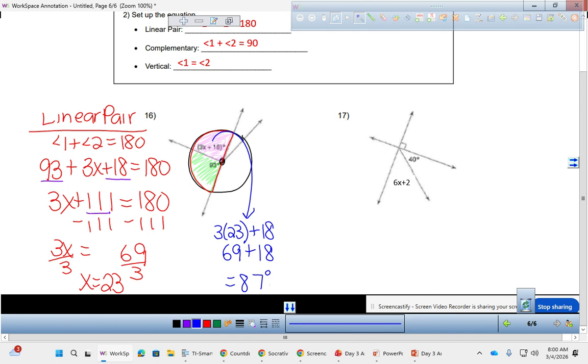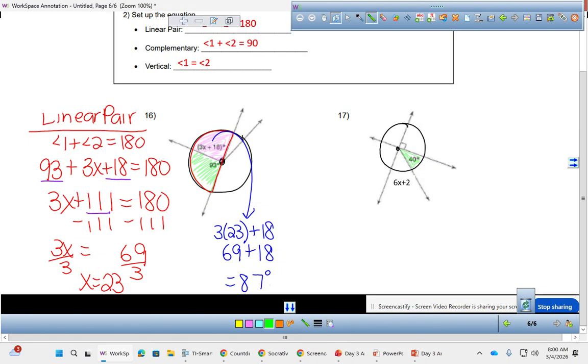All right, let's look at 17. So again, I'm going to draw my pizza. And I'm going to look specifically at the two angles I'm given. So I'm given this 40-degree angle. And I'm given this 6x plus 2.